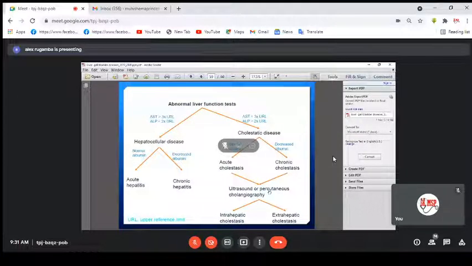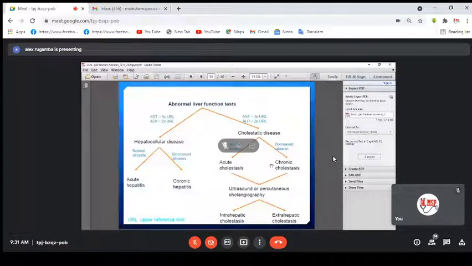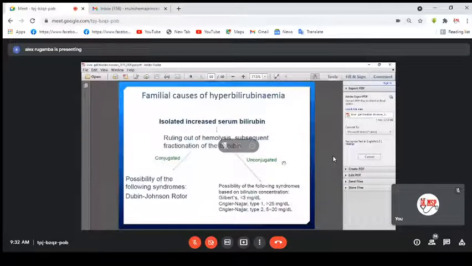This bile duct may be blocked by intestinal nematodes, for example Schistosoma. You block the bile duct. And this blockage of the bile duct will lead to chronic cholestasis. So you may use ultrasound and also percutaneous cholangiography. Increased serum bilirubin, I talked about this.